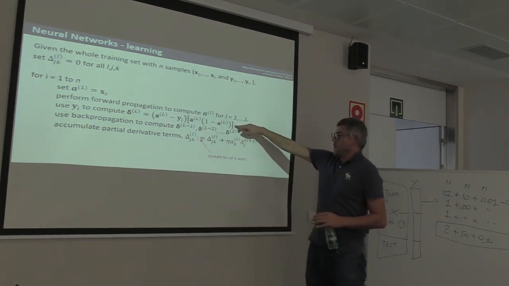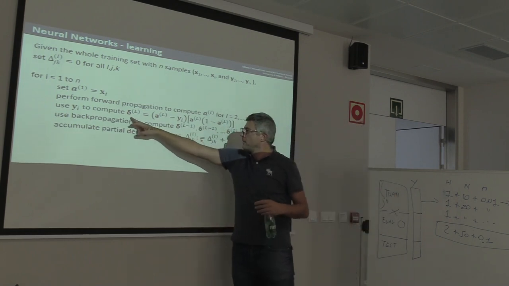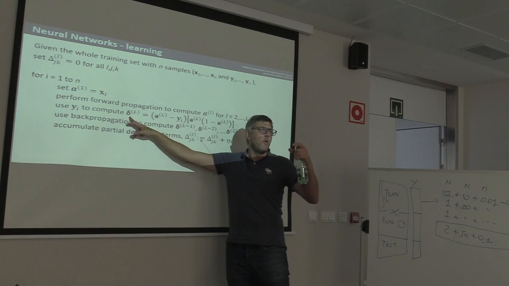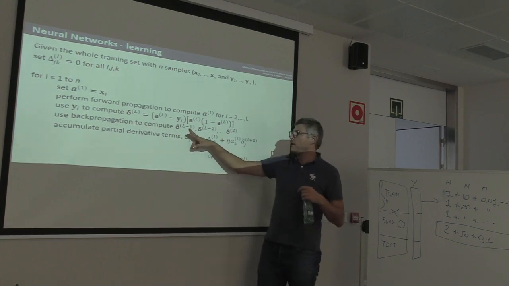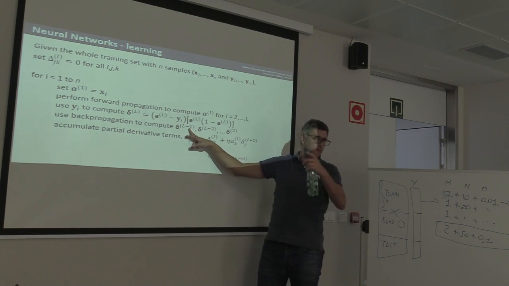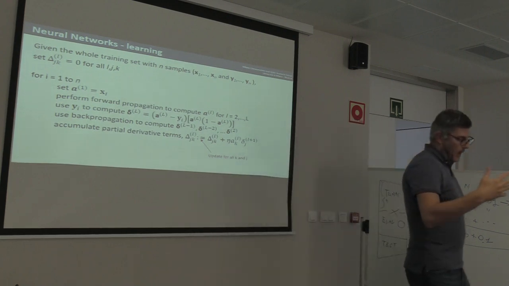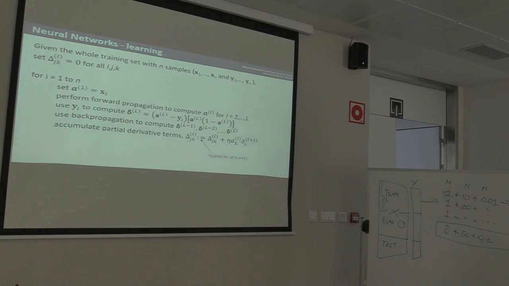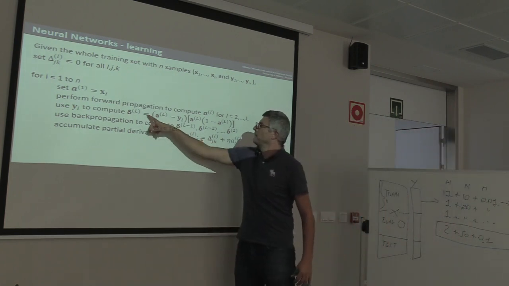So then we go back, and we compute all these delta terms for all the neurons in all the layers, down to not the input layer but the first hidden layer. And then we accumulate all these delta terms.